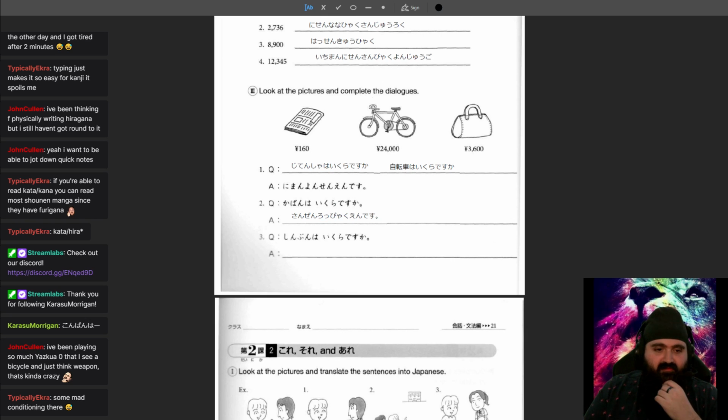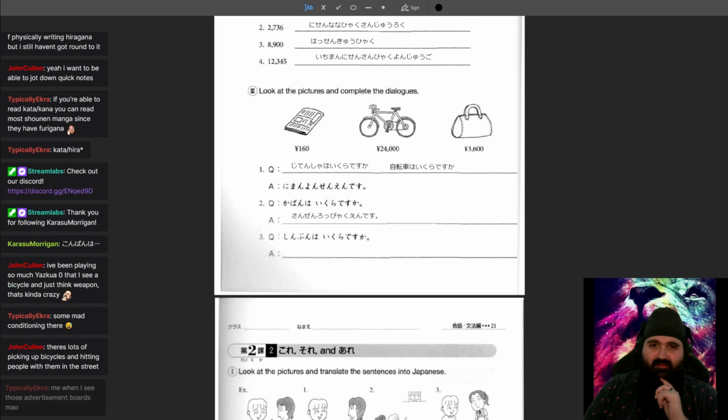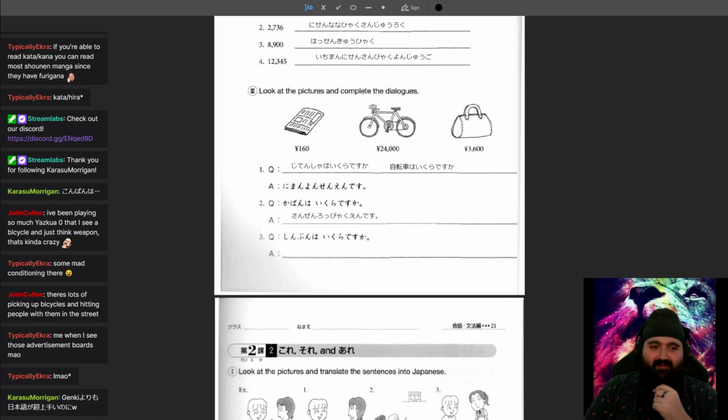I've been playing so much Yakuza that I see a bicycle and I just think weapon. That's kind of crazy. Your brain is being rewired in subversive ways. You're going to be a domestic terrorist wielding only bicycles. There's a lot of picking up bicycles and hitting people with them in the street. Ah, yes. Probably not the most efficient weapon, but alas. Maybe when I see those advertisement boards, honestly, mad conditioning indeed.